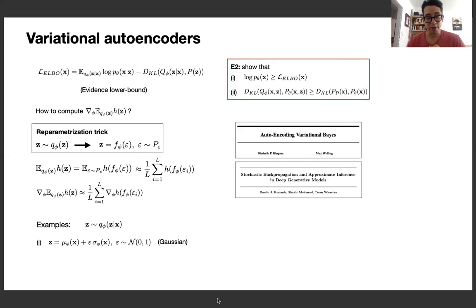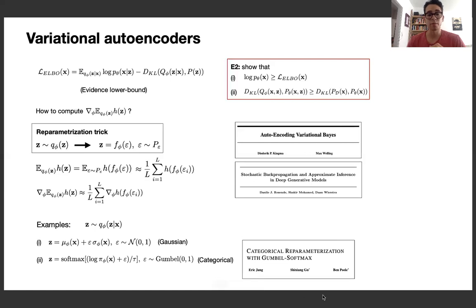Another very important example is what happens if we want to sample from a categorical distribution. This is key once we want the latent space to be discrete. I cannot emphasize enough how important this reparameterization is. There were also two papers in this case. This is one of them, where they propose this reparameterization for categorical distributions.